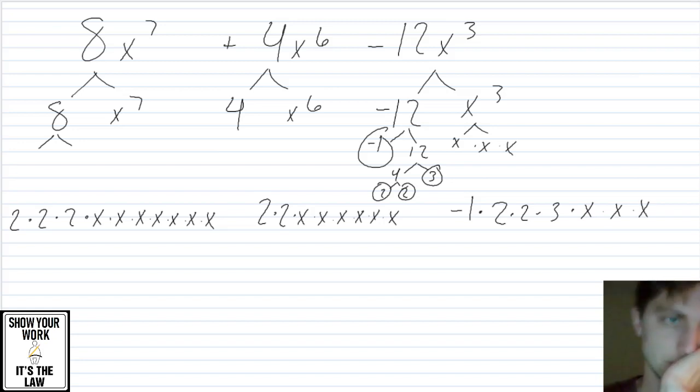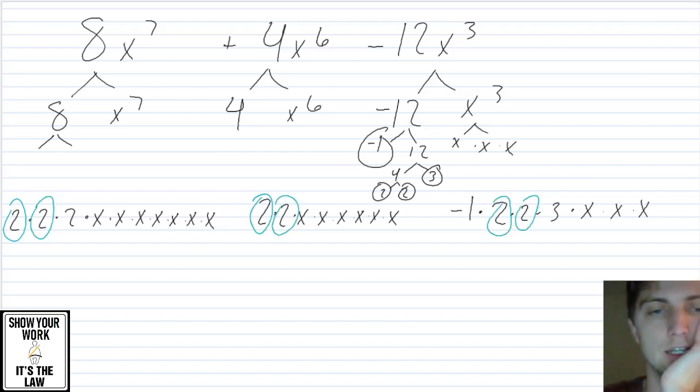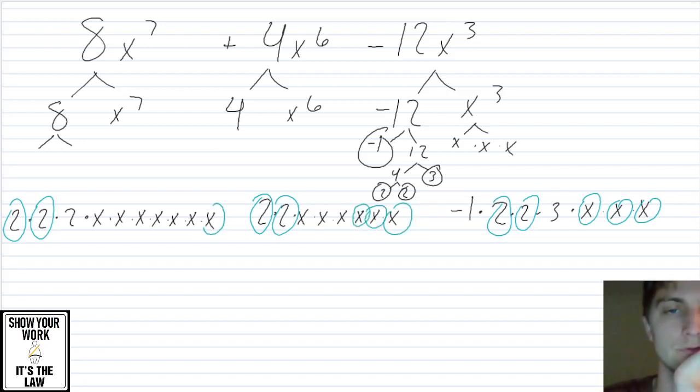All right, so let's find everything they have in common. So, do they all have a 2 in common? Yes, they do. They have 2 2's in common. They don't have a 3 in common. How many x's do they have in common? Looks like they have 3. 1, 2, 3. 1, 2, 3. 1, 2, 3. All right. So what's our greatest common factor? 2 times 2 is 4, and then x times x times x is x to the power of 3.